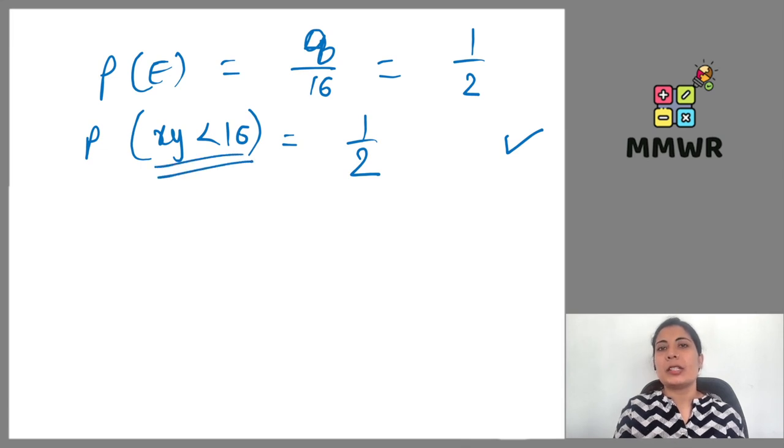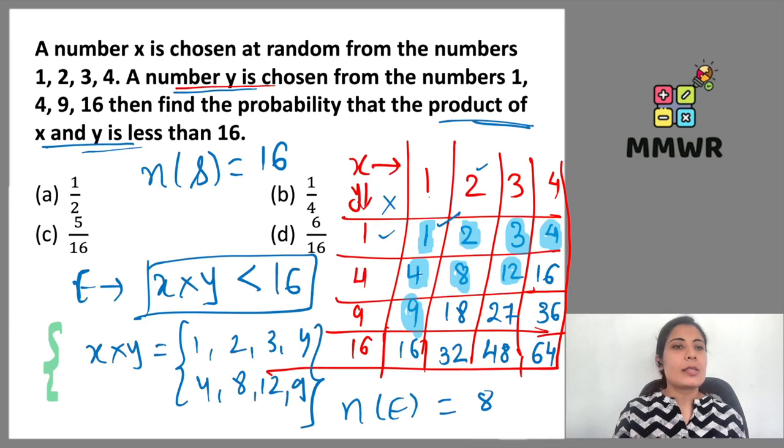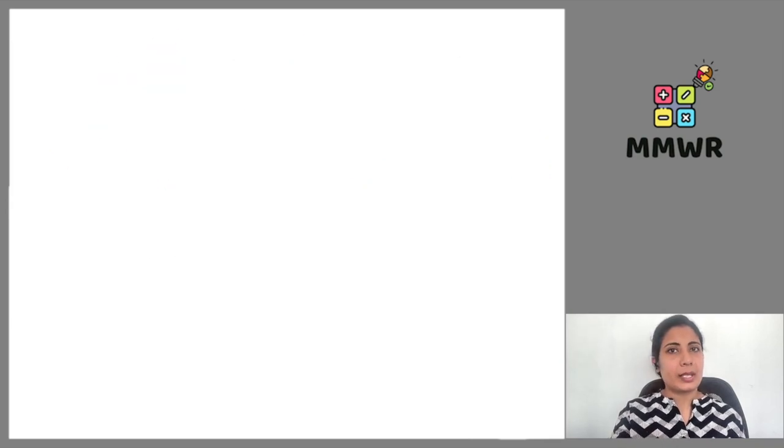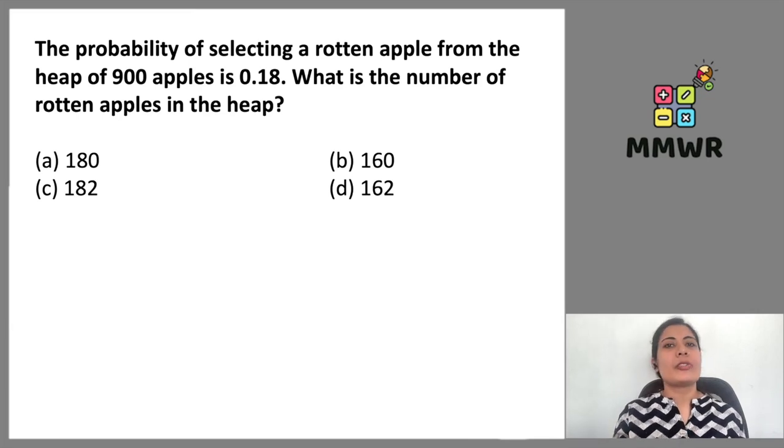That's the event which we have written only by E. If we want, we can discuss that event if it is possible for us to write it. So the answer is 1 upon 2, option A. Isn't it interesting? Of course, it is very interesting.